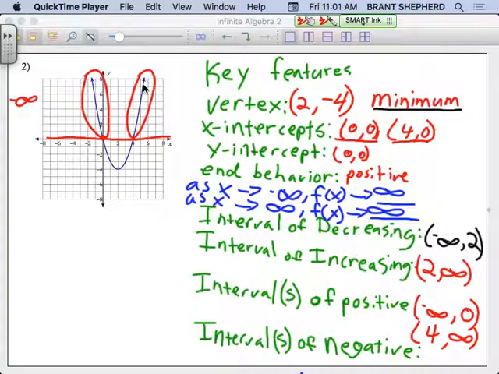And then the last but not least is our interval of negative. And again, interval of negative is just where it's below the x-axis. So it's this down here. That's where it's negative, below the x-axis. All right? And it starts being below the x-axis, again, at our first x-intercept, which is 0, 0. So we're going to use the x from that, which is 0. And it's going to go back above the x-axis at our other x-intercept, which is 4.